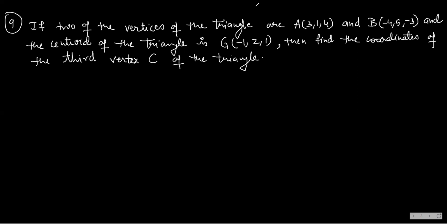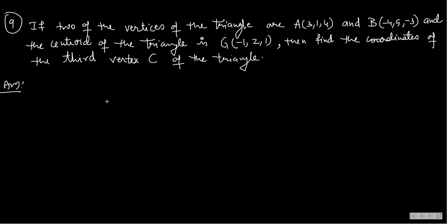This is another very simple question from the same exercise 5.2. And what is it? It says if two of the vertices of the triangle are A (3, 1, 4) and B (-4, 5, -3), and the centroid of the triangle is G (-1, 2, 1), then find the coordinates of the third vertex C of the triangle.